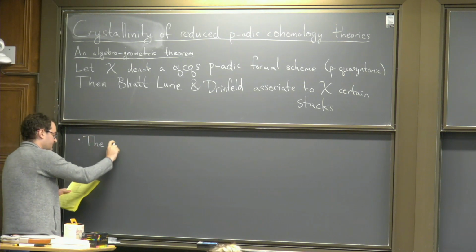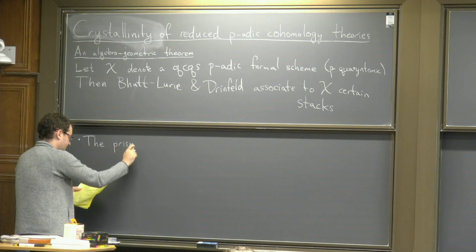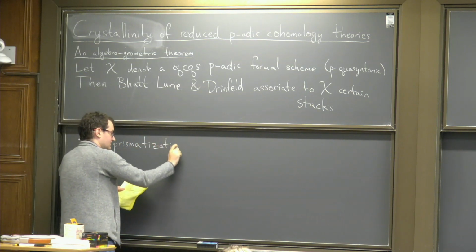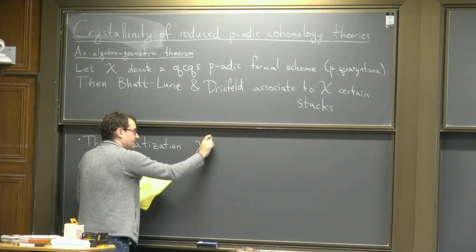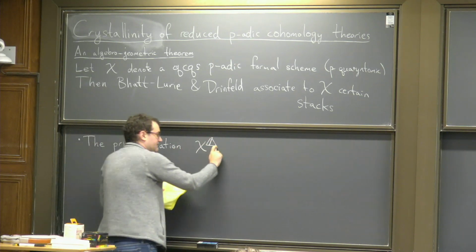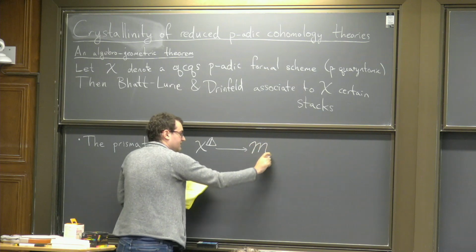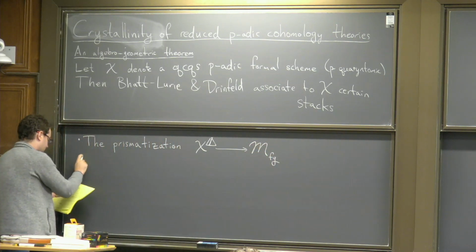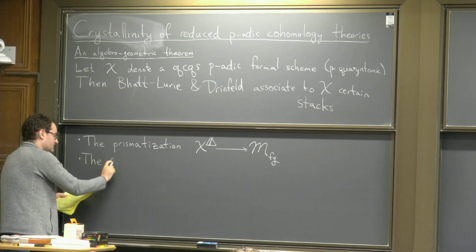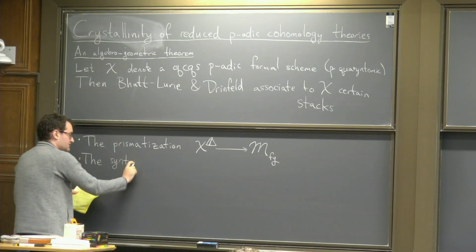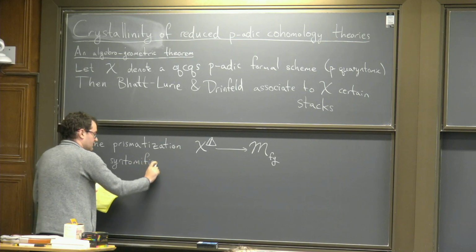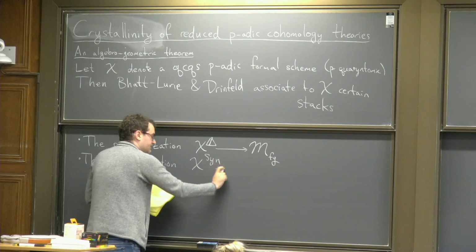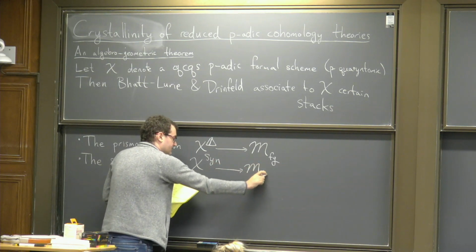So there's going to be two of these stacks that I'll be particularly interested in. So there's the prismatization, which is some stack depending on X called X prism. And it's going to be a stack living over the moduli of formal groups. And there's going to be another stack, which is the syntomification. And that is also living over the moduli of formal groups.